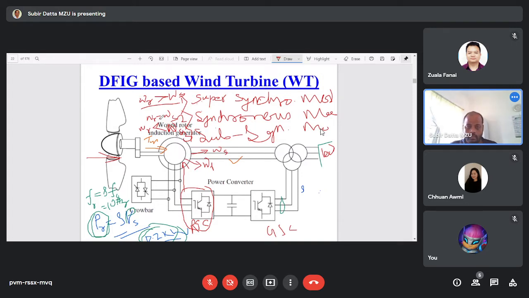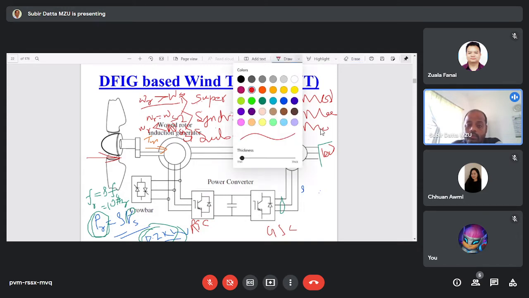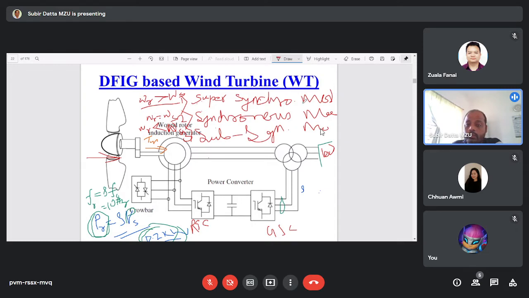Okay, and in this super synchronous mode of operation, regarding the direction of the power, because 2 powers are there, one is stator power and another is rotor power. So if the system is working in super synchronous mode of operation, then the direction of the stator active power will be from stator to the grid. Okay, and the direction of the rotor power will also be from the rotor circuit or rotor winding to the load via the power electronics converters. Okay, so this will be the direction of the power during supersynchronous mode of operation.